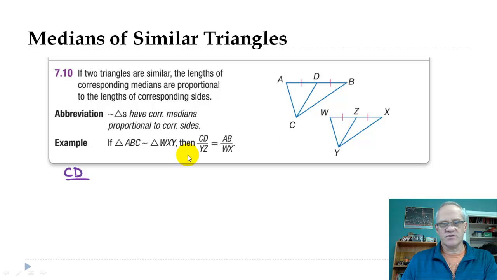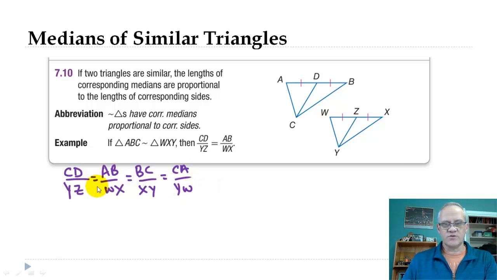So CD over YZ, that's the ratio of the medians. Well, that's going to equal all the other ones too. So they started out by saying AB over WX, but not only AB over WX, it's also BC over XY. And that's also then CA over YW. So again, we know this third part.